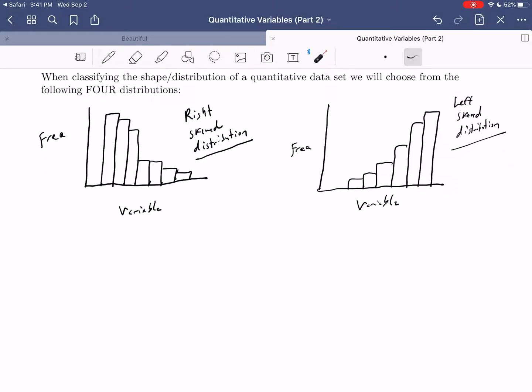The next 2 types of shapes that we're going to talk about fall under an umbrella category of what's called a symmetric distribution. So symmetric distributions.